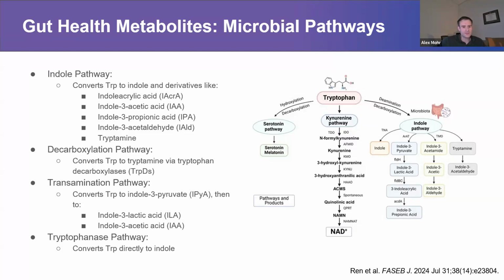Whereas others associated with the decarboxylation pathway and transaminase pathway, if their levels are too elevated, can result in some imbalances. For instance, an imbalance favoring indole production has been associated with chronic kidney disease, while indole 3 lactic acid and indole 3 acetic acid are generally seen as protective.